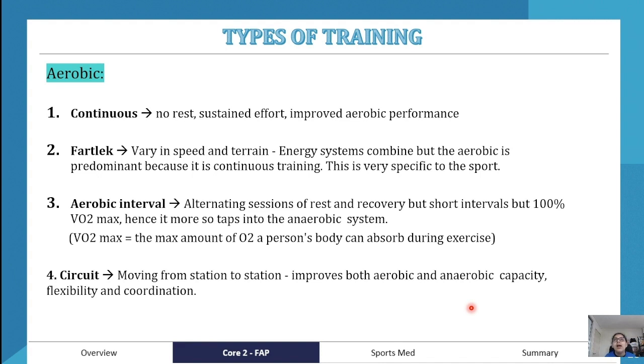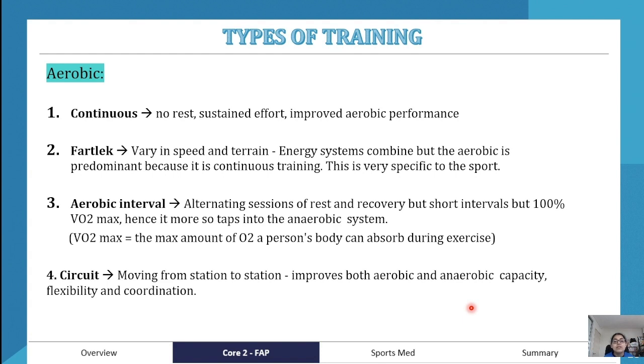are looking at. Definitely note this down. It can always be a bit hard to remember them as well. So with the aerobic training, firstly, we've got continuous aerobic. Continuous aerobic is when you've got no rest. It is sustained effort, and it generally works to improve aerobic performance.